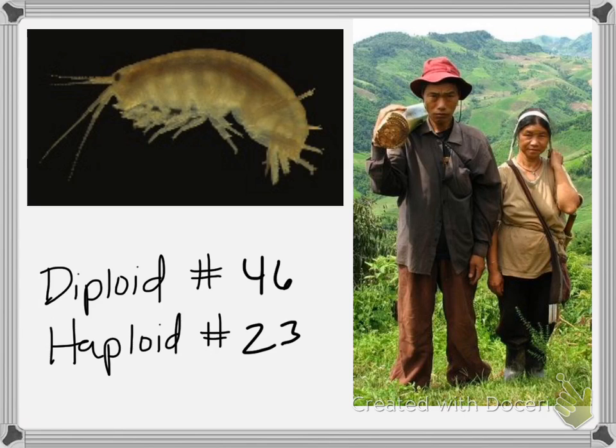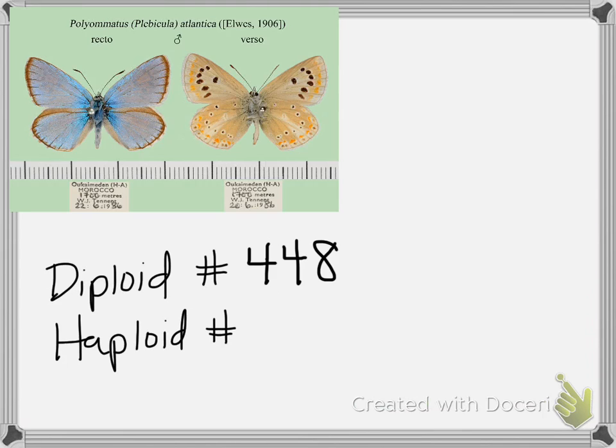So we know about these species, little tiny shrimp and nice big complicated interesting humans. But the Atlas blue butterfly has 448 chromosomes in its body cells. How does it even fit them? Well, they may be very small chromosomes. I don't know. How many chromosomes would the sperm or eggs of an Atlas blue butterfly have? 224.